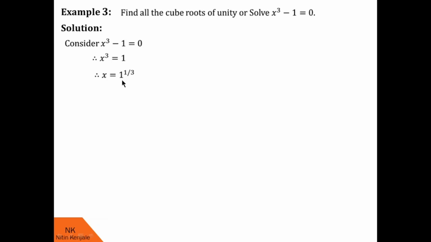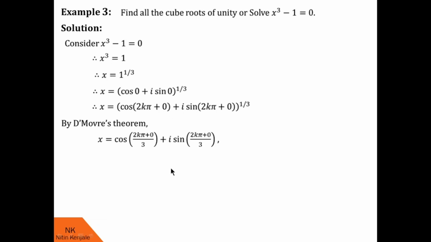Now here the complex number is 1. Then its polar form will be cos 0 plus i sin 0. So the cube root of 1 is (cos 0 plus i sin 0) raised to 1 by 3. Now according to step 2, we can write this statement as (cos of 2k pi plus 0 plus i sin 2k pi plus 0) whole raised to 1 by 3. You can neglect writing this 0. Then by de Moivre's theorem, we can write this as cos of 2k pi by 3 plus i sin 2k pi by 3, where k takes values 0 to n minus 1, that is 0 to 2.